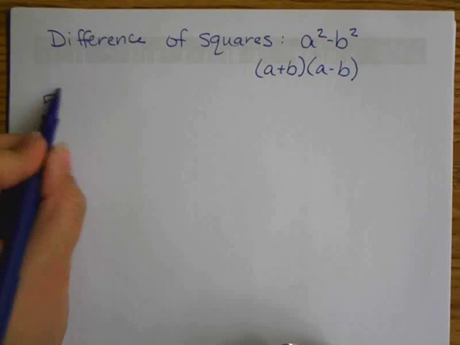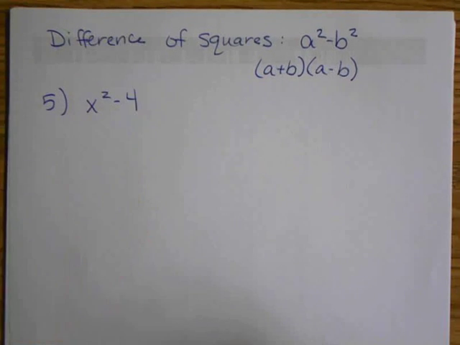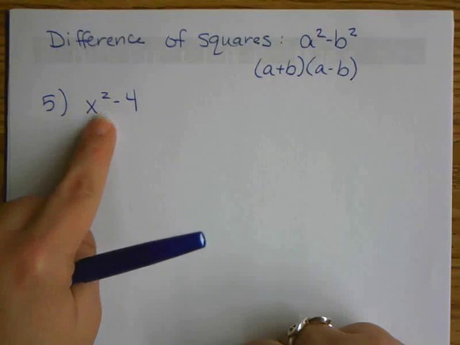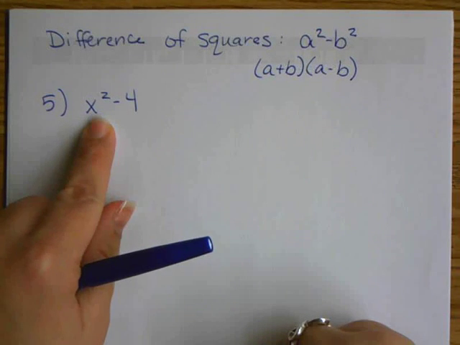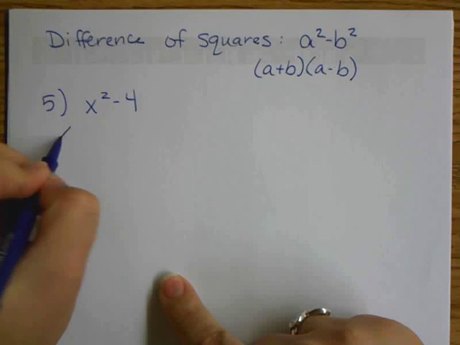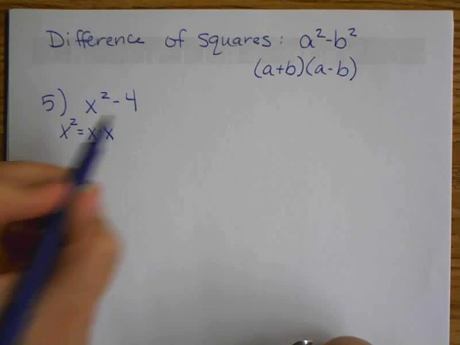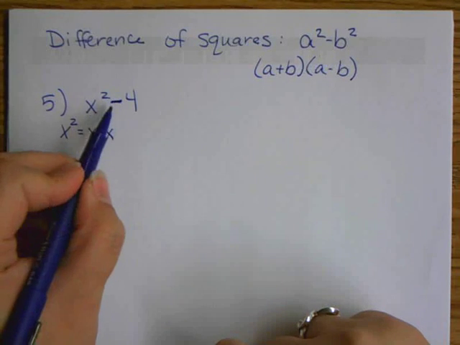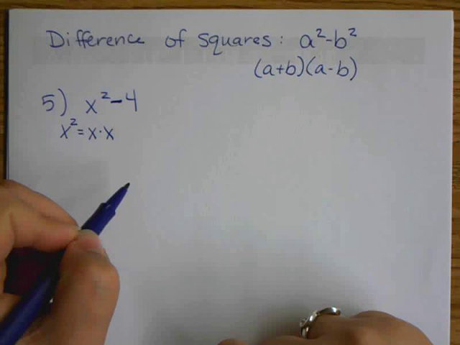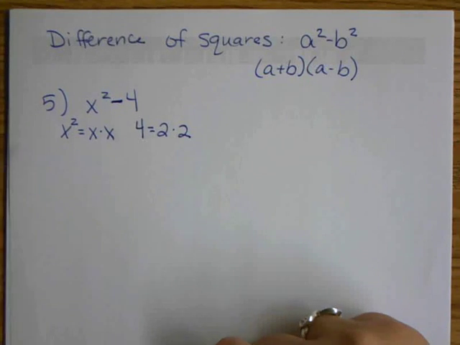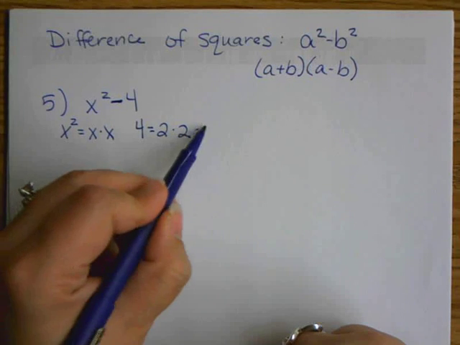Okay, the next problem we're going to look at is x squared minus 4. Now the first thing we need to do is determine if this is a difference of squares. So I've got x squared. Is that something squared? Yes. X squared is x times x. Difference means minus, so I've got that. 4, is that something squared? Yes, 4 equals 2 times 2, or 2 squared.